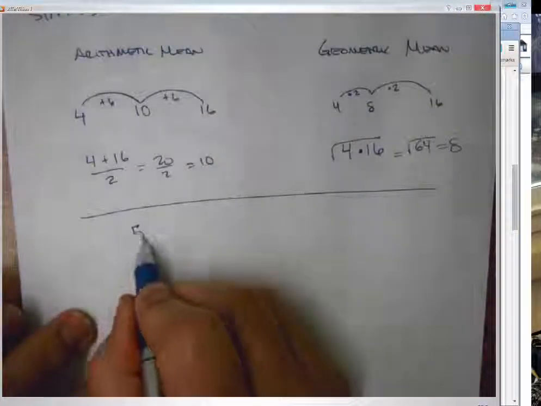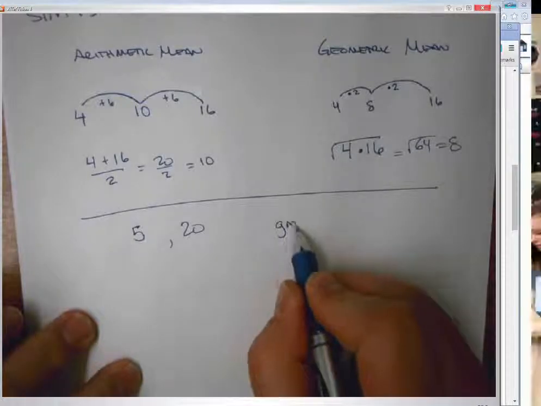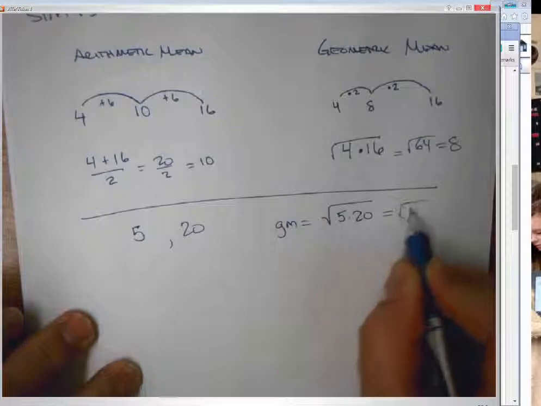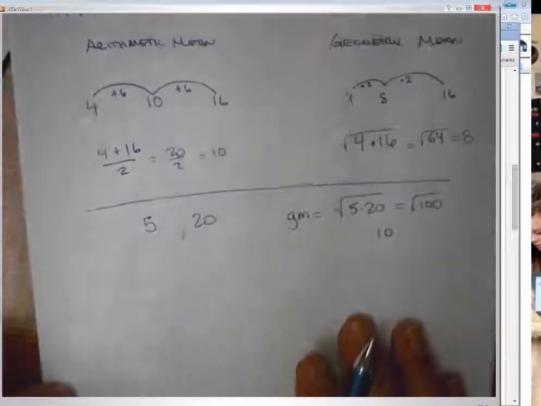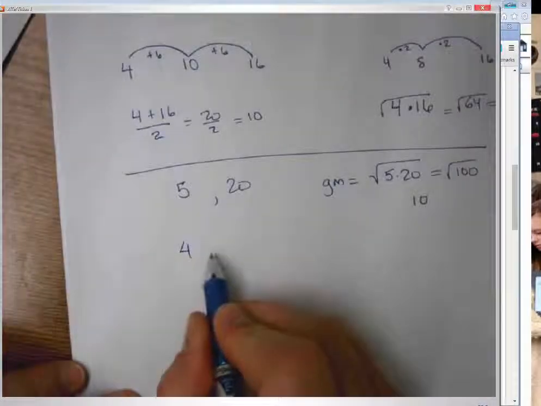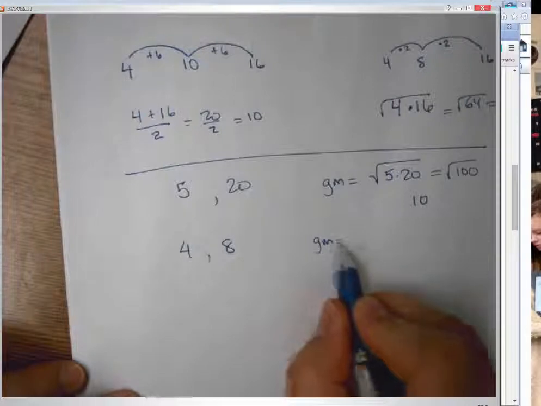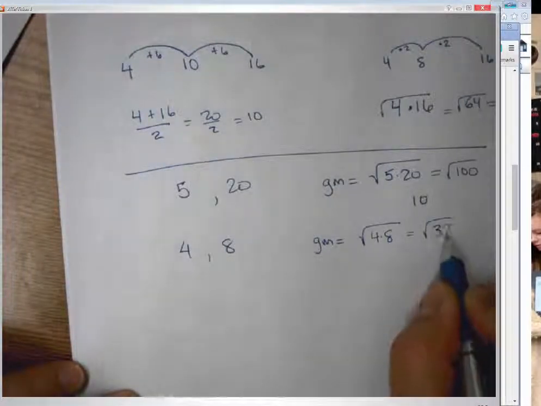As an example, if I've got the numbers 5 and 20, I can find the geometric mean by saying the square root of 5 times 20. Square root of 100, the geometric mean is 10. Sometimes it won't come out so cleanly. I can find the geometric mean between 4 and 8, and that would be the square root of 4 times 8, which is the square root of 32.